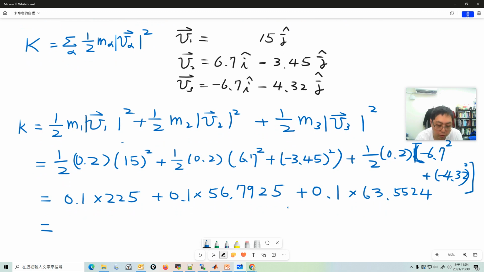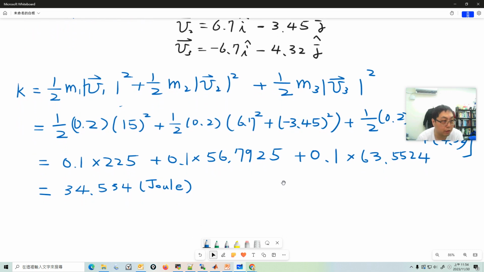So what's the total kinetic energy of the system? 56.7925 plus 225, divided by 10, so it's 34.534. That's the total kinetic energy of the system.